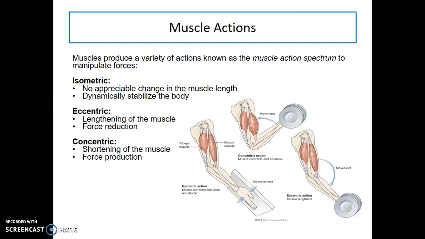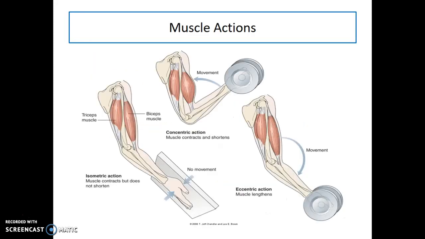So going over the muscle actions, we have 3 muscle actions that occur within skeletal muscle. We have an isometric contraction, we have an eccentric contraction, and we have a concentric contraction. We will go through each one separately on the following slides. So just to see the image, we have isometric on the left, concentric. Notice the arrows when it says movement. This one's no movement for isometric. Eccentric is the lengthening, and concentric is the shortening.